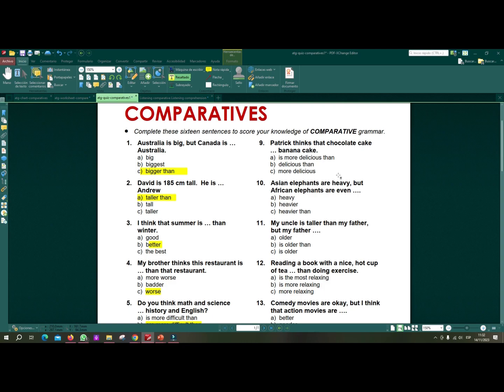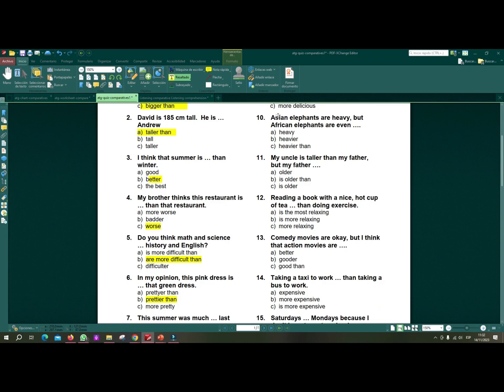A, B, or C? In this case, chocolate cake, right? This case is, right, more delicious than banana cake. Okay. 10. Asian elephants are heavy, but African elephants are even heavy, heavier, or heavier than. A, B, or C? Which could be the answer there?